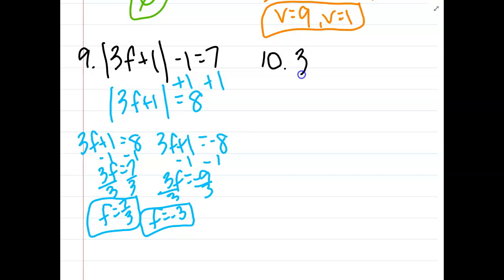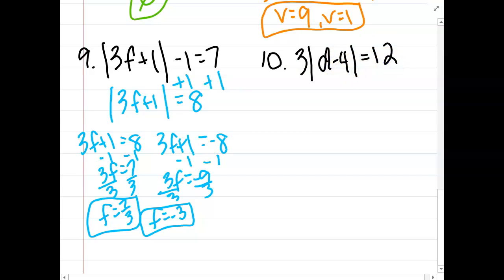So number 9 says 3 times the absolute value of d minus 4 equals 12. So I'll give you guys a head start, and then I'll start to work it out slowly on the board.